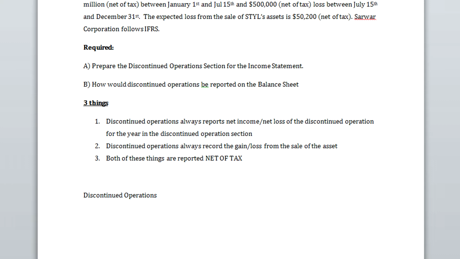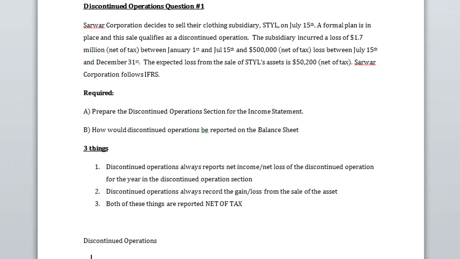And our first thing we're going to record, according to our list here, is net income or net loss of discontinued operation for the year. So as you can see here, it tells us in the question that the subsidiary incurred a loss of $1.7 million before it was discontinued, and then it incurred a $500,000 loss after it was discontinued. Well, according to our item here, it doesn't matter whether the loss was incurred before or after it was discontinued. We just want it for the whole year.